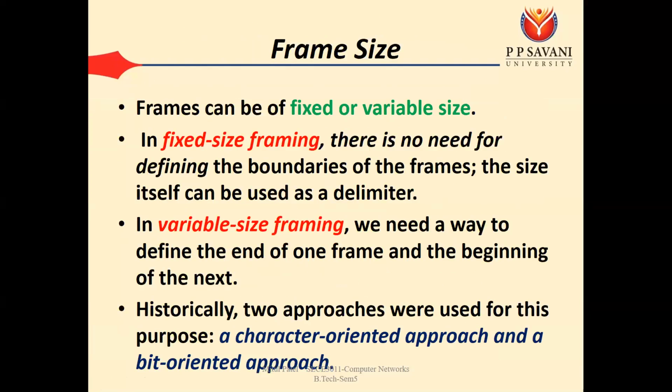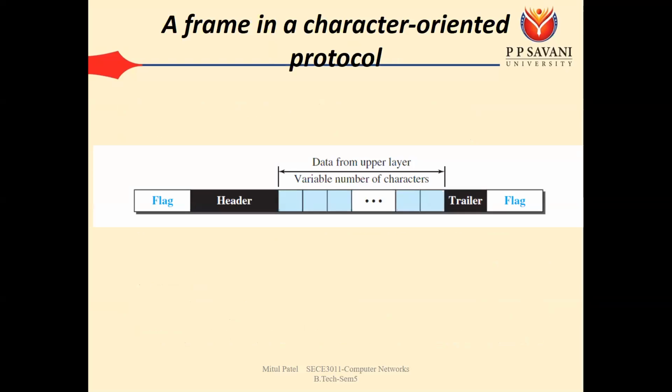Okay. So in fixed size framing, there is no need to define the boundaries. We can say that the size of the frame itself defines the boundaries. While in variable size framing, we need to declare the boundaries of the frame, that is, at which point the frame is going to start and at which point the frame is going to end. So for variable size framing, two approaches are used: one is the character oriented approach and the second is the bit oriented approach.